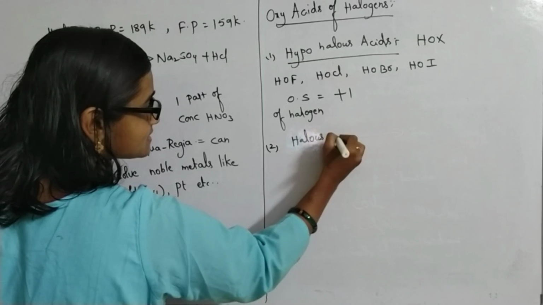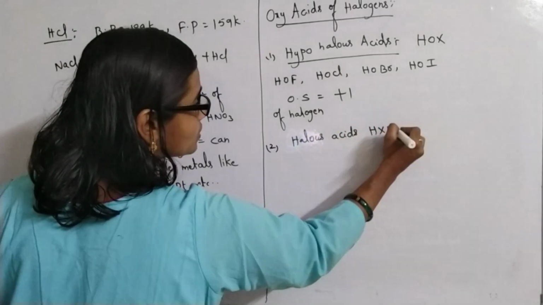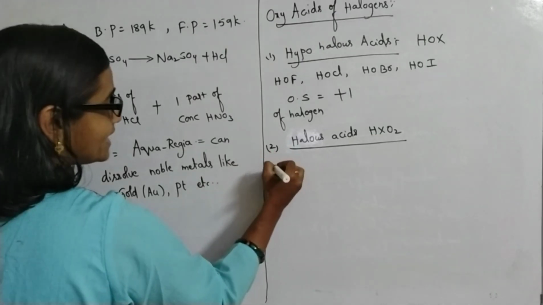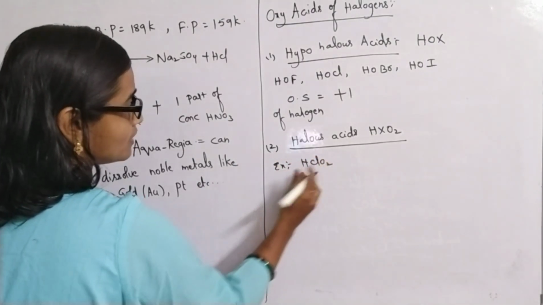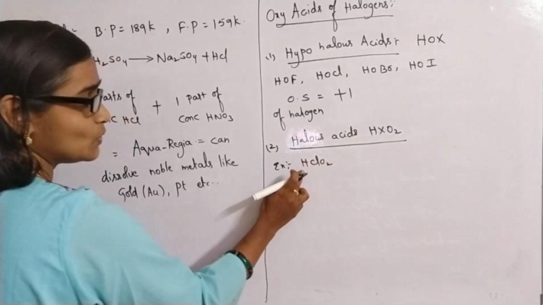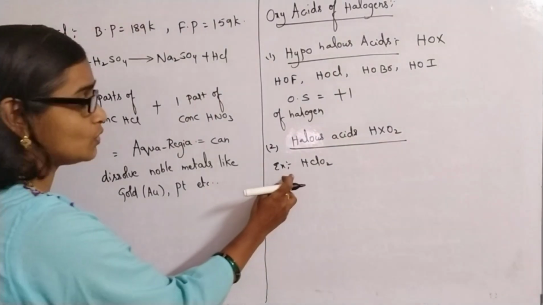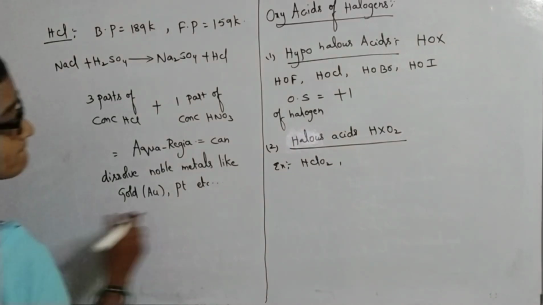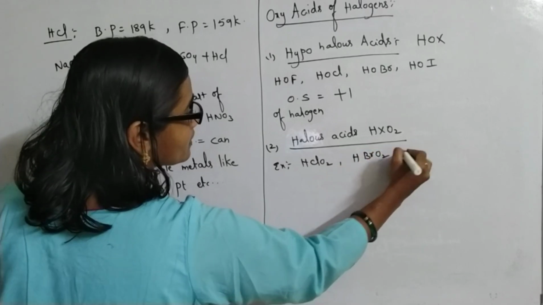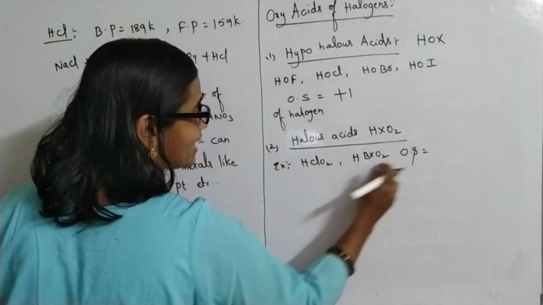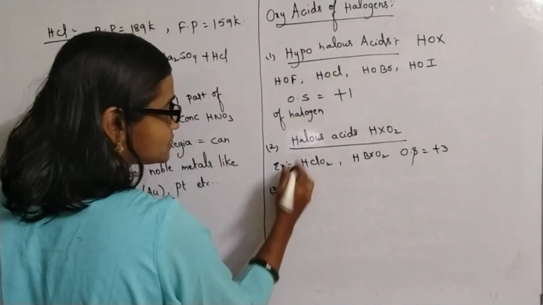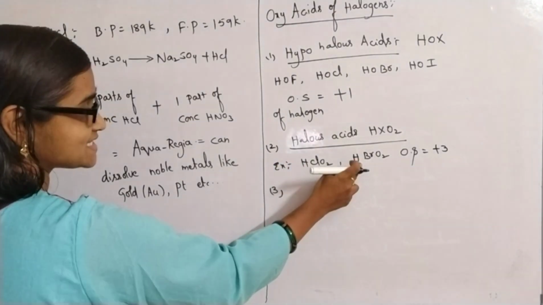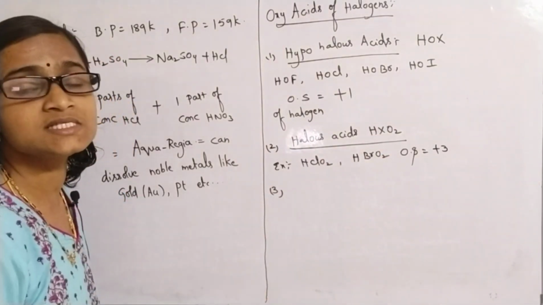Next we go for the second type, halous acids, with general formula HXO2. Examples are HClO2, chlorous acid, and HBrO2. In these you will find the oxidation state of the halogen is +3. Such acids are called halous acids, meaning chlorous acid, bromous acid, and so on, and for them the oxidation state is +3.